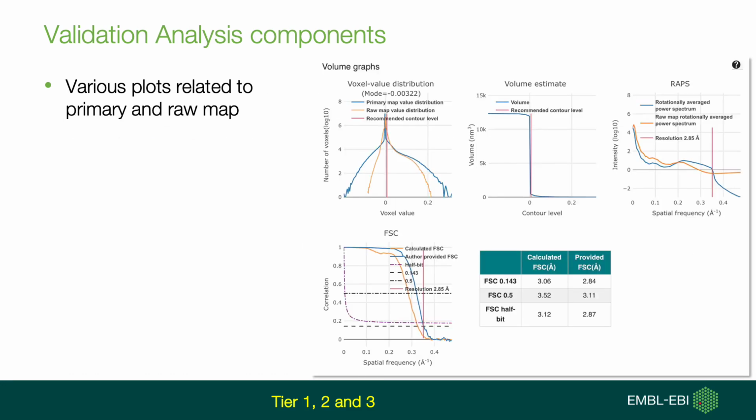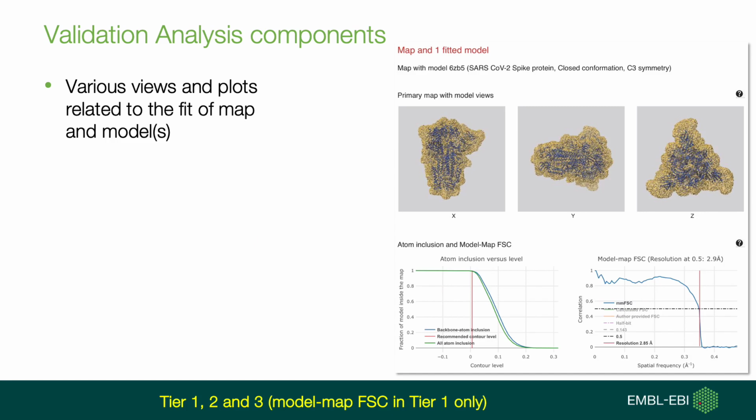Then there's a bunch of plots related to the primary and the raw map. So there's the voxel value distribution, volume estimates, rotationally average power spectrum, and FSC curves. We have a number of views and plots that show how well the model fits the data. So there's the visual views, and there's an atom inclusion graph, and also in tier 1 the map model FSC.